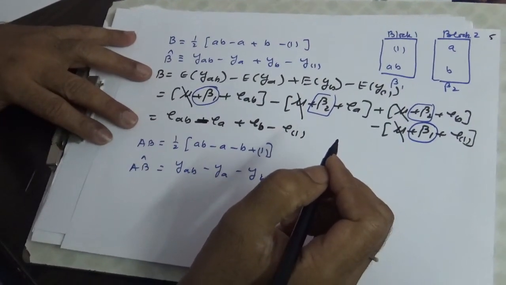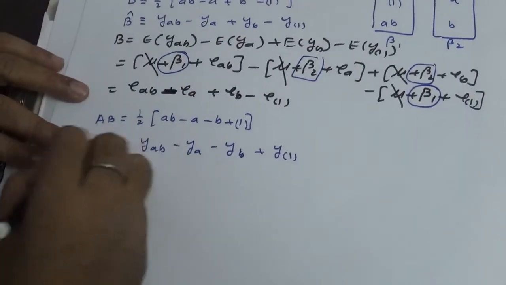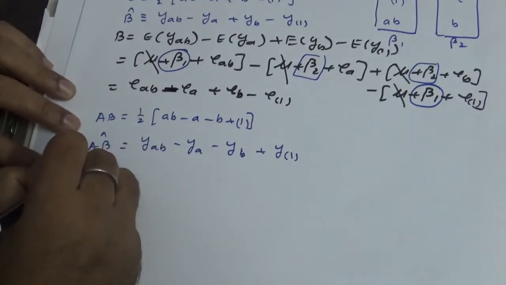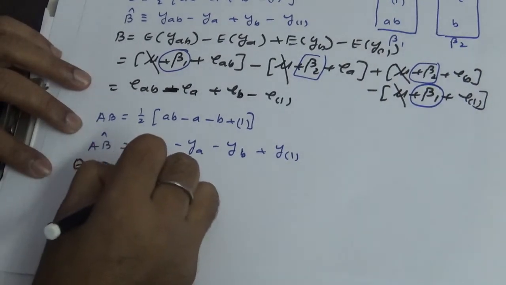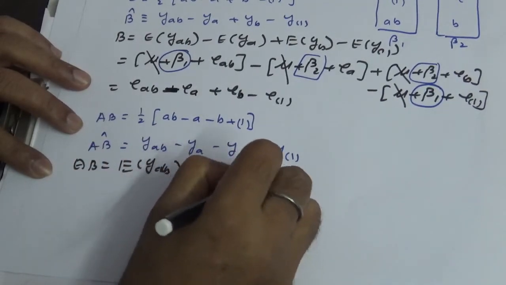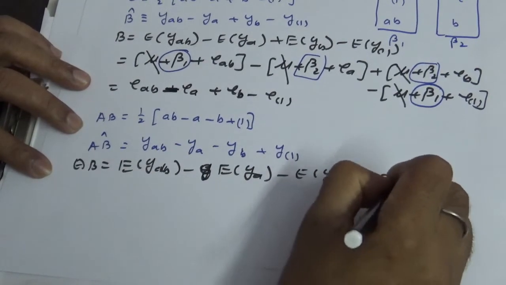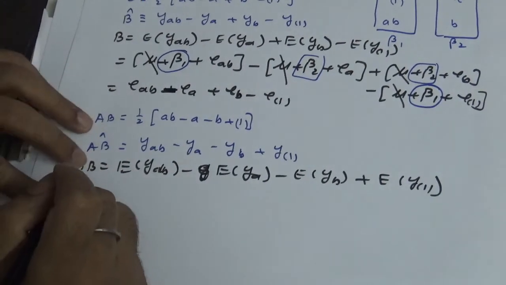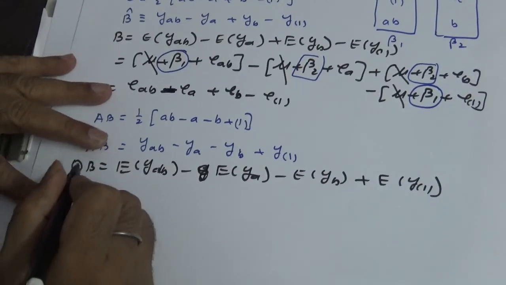Right. And then finally I try to find out this interaction effect AB, and I do the same exercise. So this AB is going to be expected value of YAB minus expected value of YA minus expected value of YB plus expected value of Y1. So now, what will happen? Something will happen which has not occurred in case 1 and case 2.